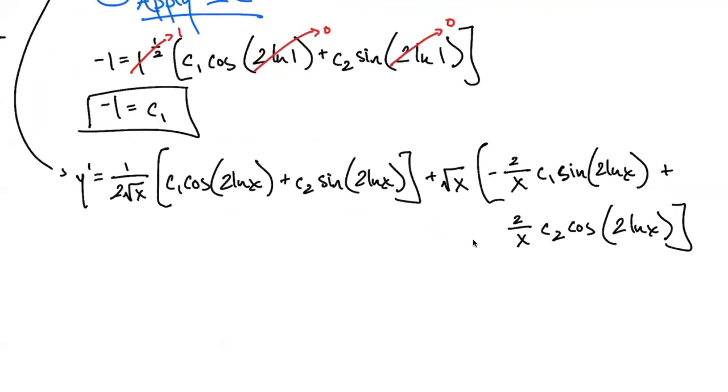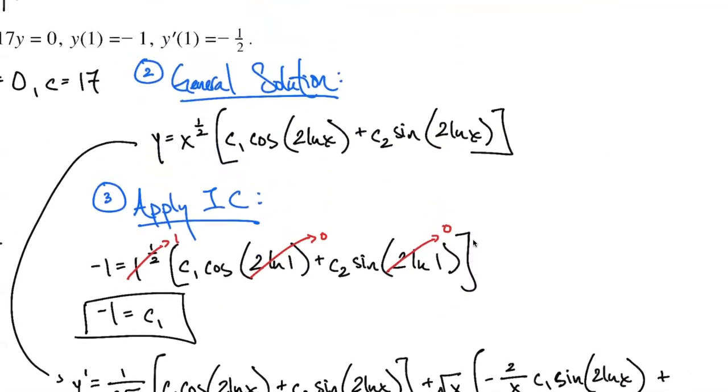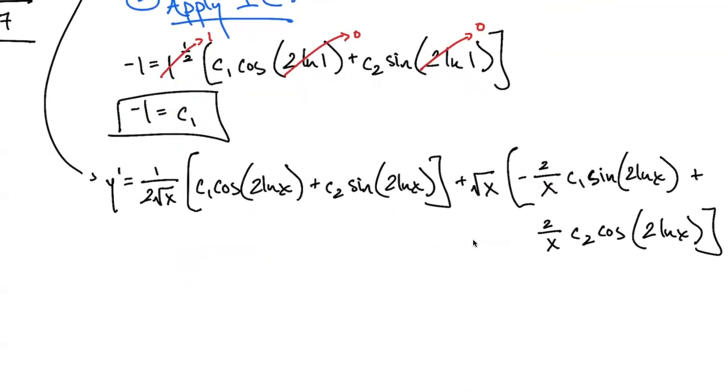All right, so that was probably the worst part of the whole problem, is that product rule there. But now we're going to plug in 1 for the x values and negative 1/2 for the y value. 1/2 equals 1/2.